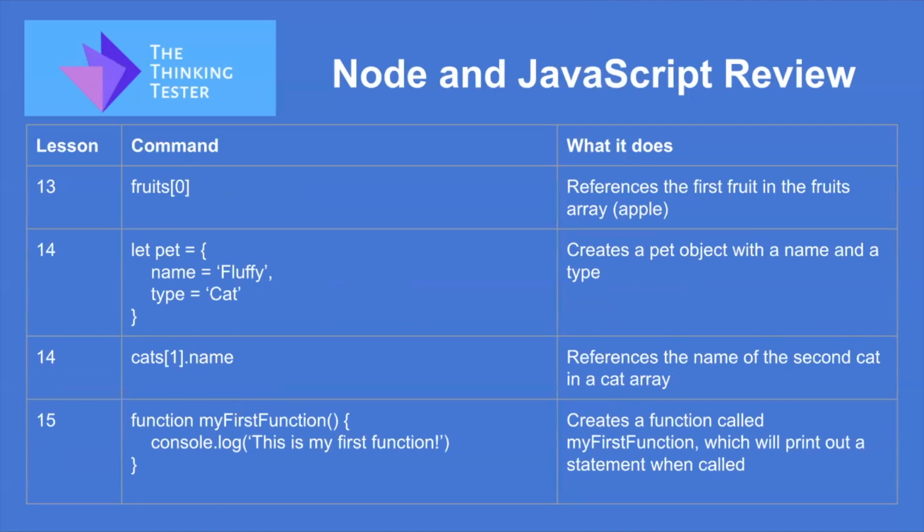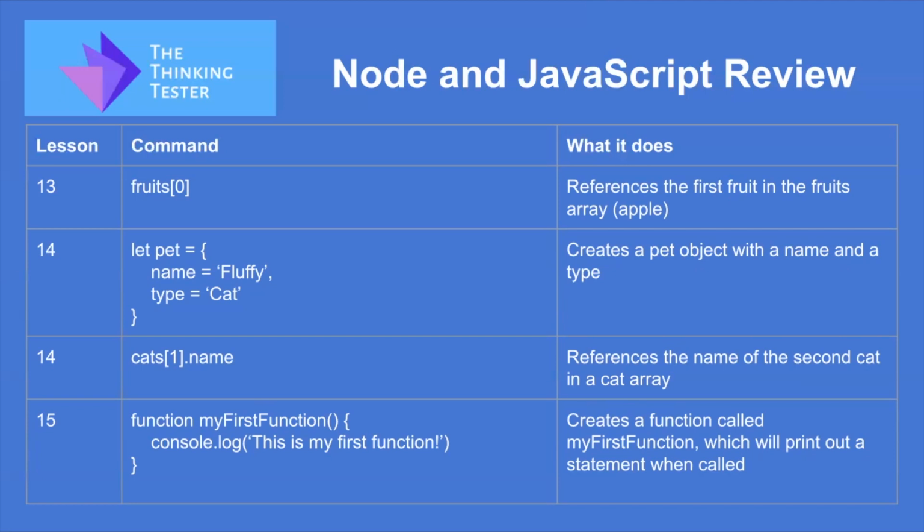We learned how to create an object, and we created a pet object that had a name and a type. And the characteristics of the object were found inside the curly braces. We learned how to reference part of an object in an array. So when we say cats[1].name, we were looking for the name of the second cat in the cats array.